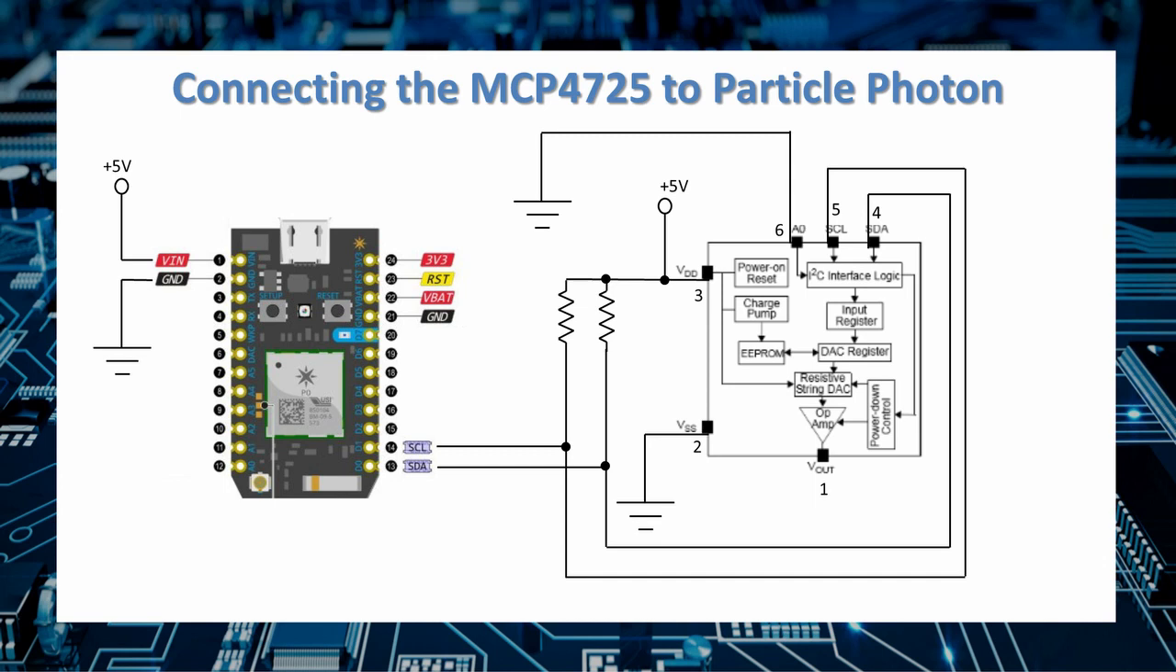We'll connect VDD to our 5 volt source and also connect 2 pull-up resistors of 10K each to the SCL and SDA lines. VSS, or pin 2, is our ground. Vout is on pin 1. We're going to set this to have the A0 bit grounded, which will set that particular address line to 0. Pins 4 and 5, the SDA and SCL lines, will connect up to the photon's SDA and SCL lines.